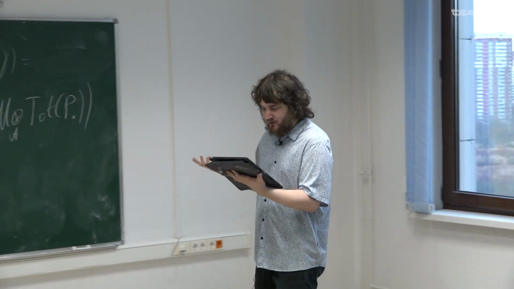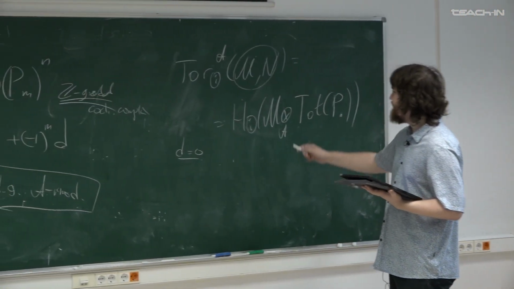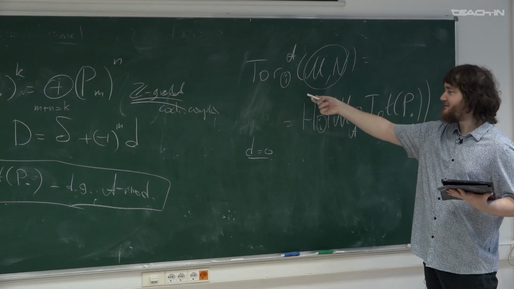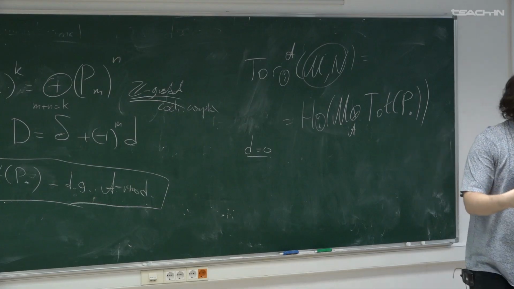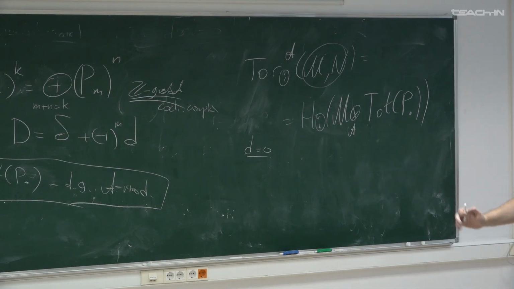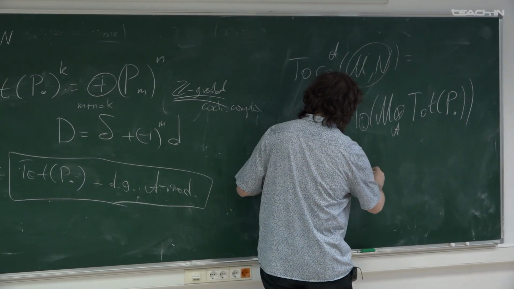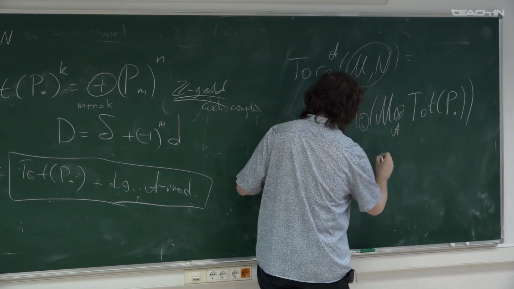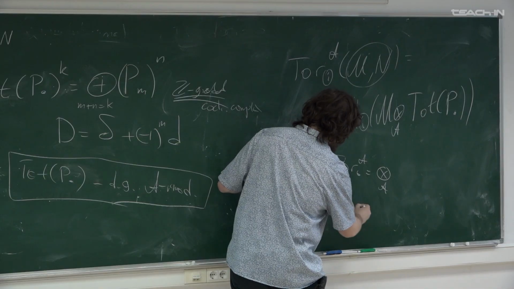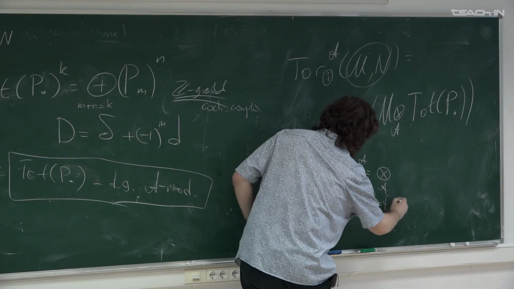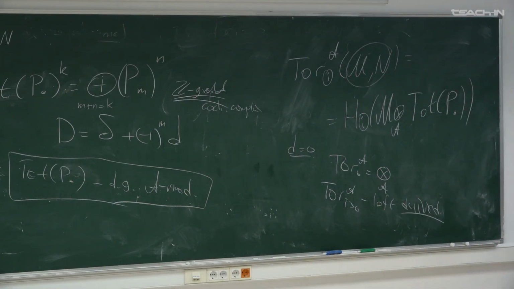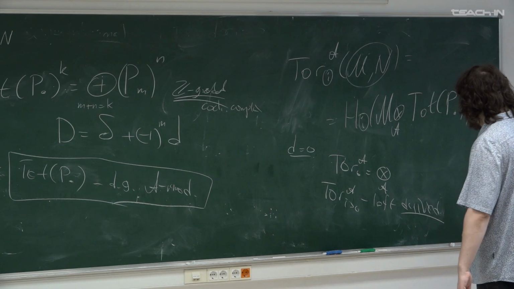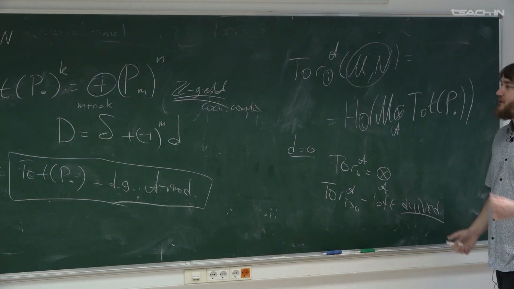And Tor 0 is just the tensor product, and all higher Tors are left derived functors, which means that they extend the tensor product to long tensor sequences for each short tensor sequence of modules. Okay.